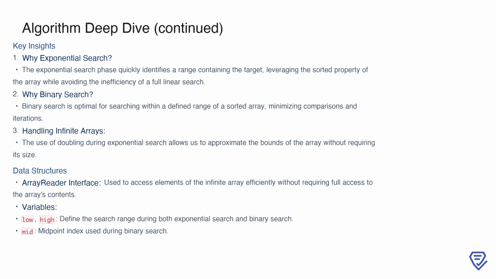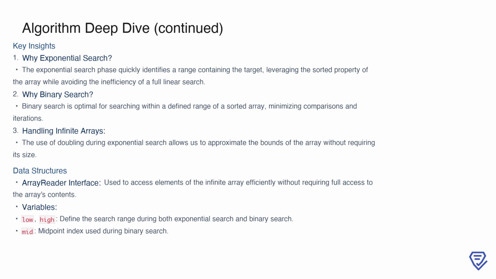Exponential search quickly identifies a range where the target might be, leveraging the sorted nature of the array while avoiding the inefficiency of a full linear search. This phase ensures that we don't waste time searching through elements that are guaranteed to be out of range. Once the range is identified, binary search allows us to zero in on the target with minimal comparisons.